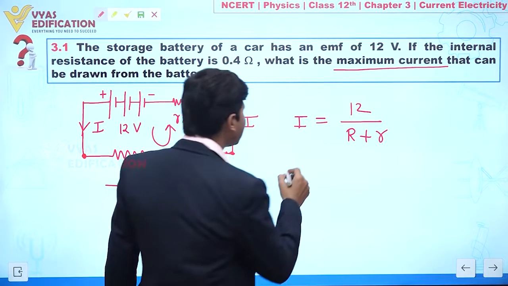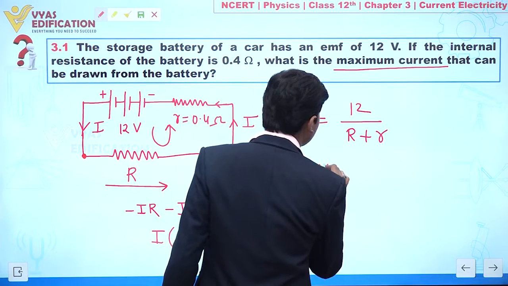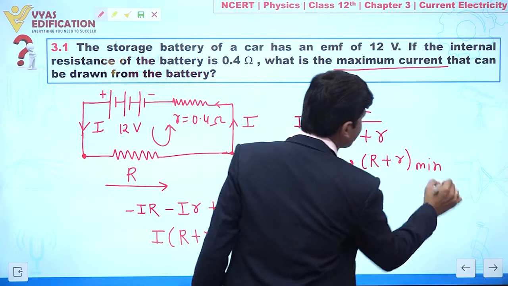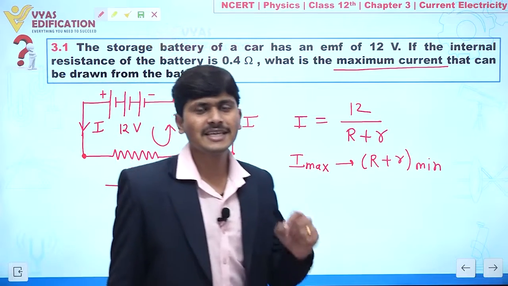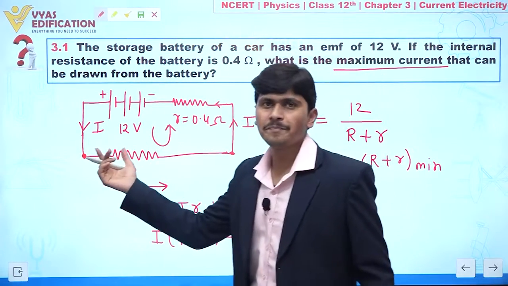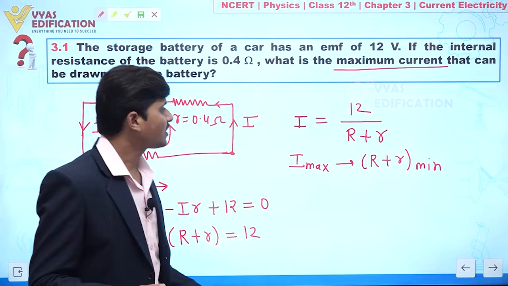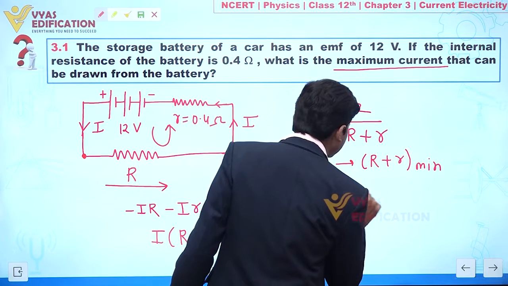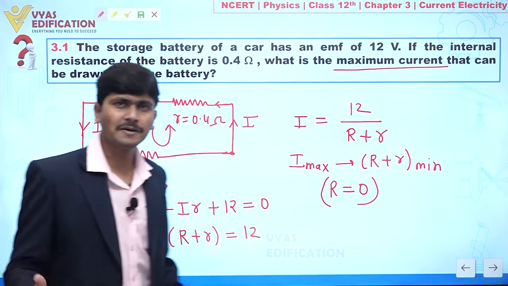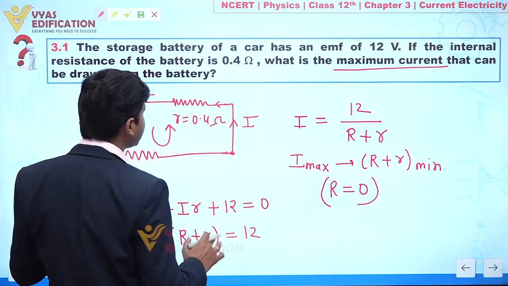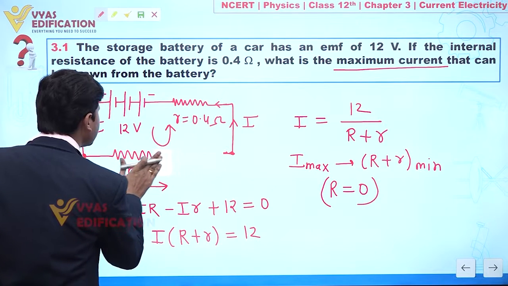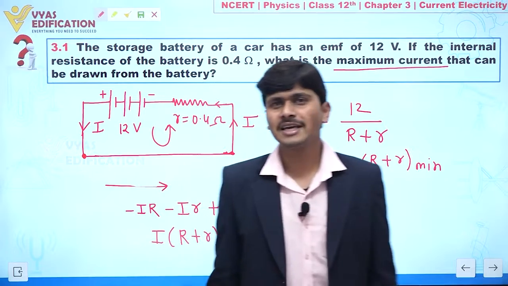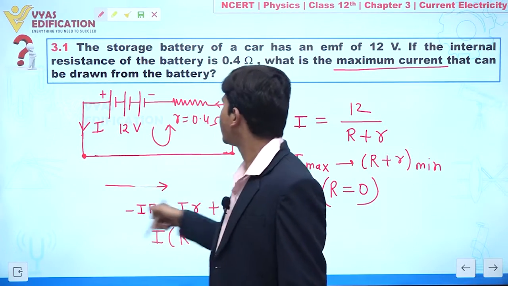So if we want to find the maximum current, it means definitely this R plus r should be minimum. Clear? Now the internal resistance is related to the battery, so this cannot be 0. But let's suppose we assume the external resistance R equal to 0. What does it mean? It is a very simple meaning that we are replacing this resistor with a single wire. Yes or no? Or you can say we are directly connecting this end to this end.